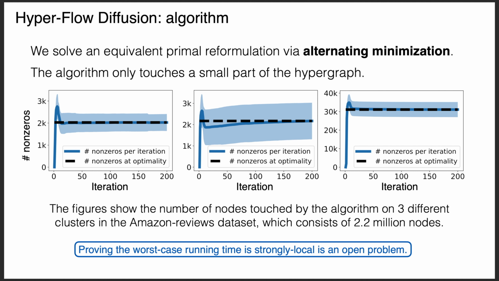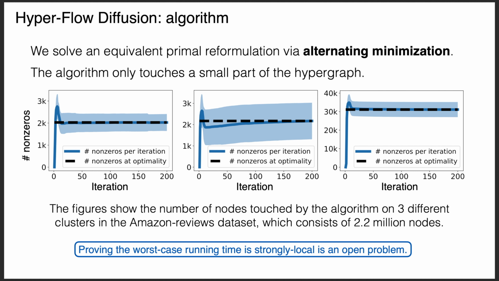For example, the figures show the number of nodes touched by the algorithm on 3 different clusters in a big hypergraph constructed from Amazon reviews data. The hypergraph has more than 2 million nodes, but if you look at the plot, the number of nodes touched by the algorithm during its execution is actually a very small fraction of the hypergraph.